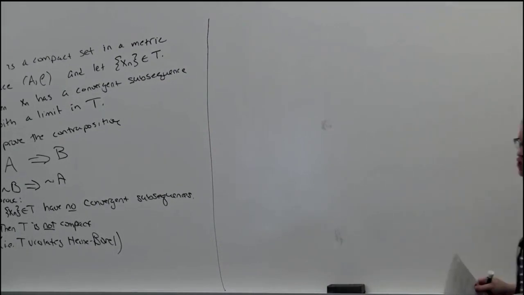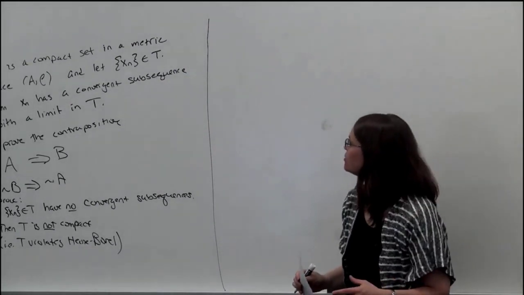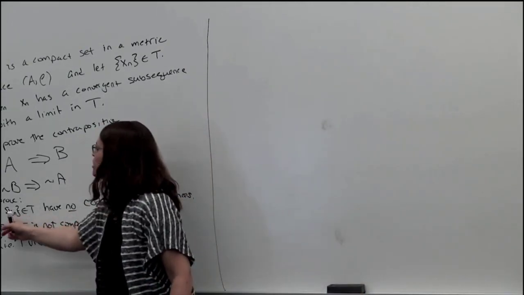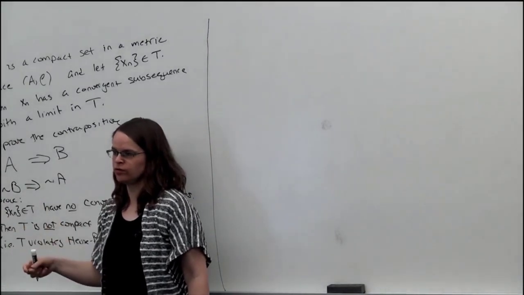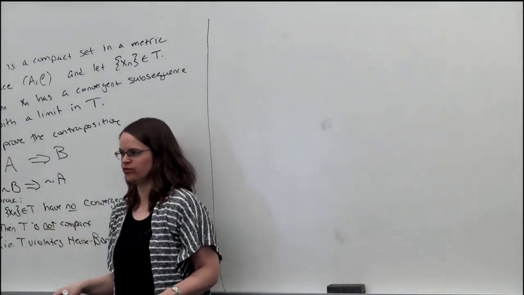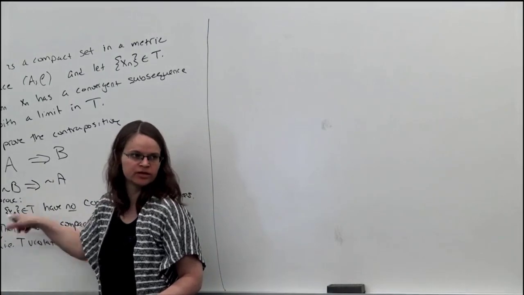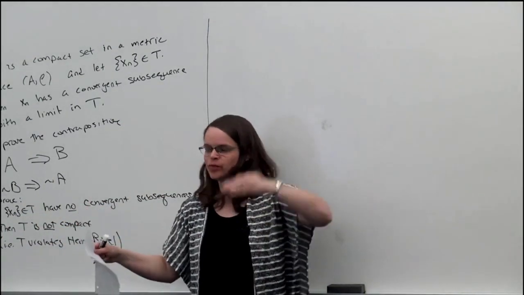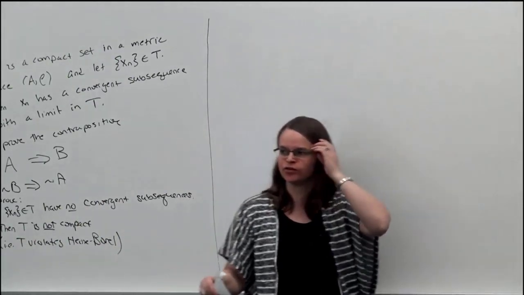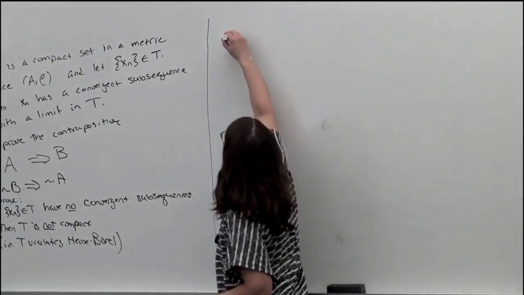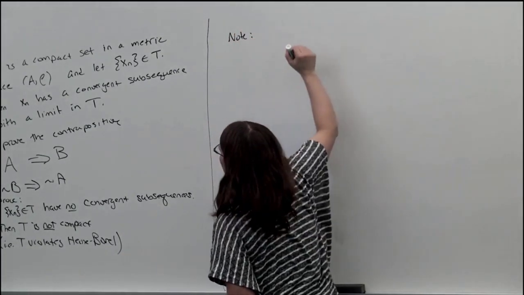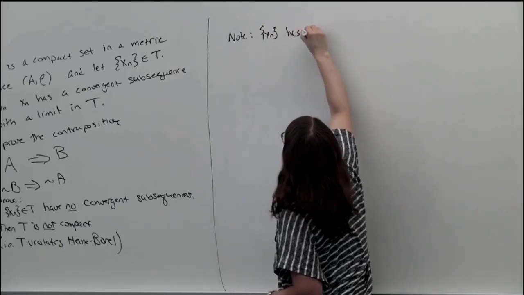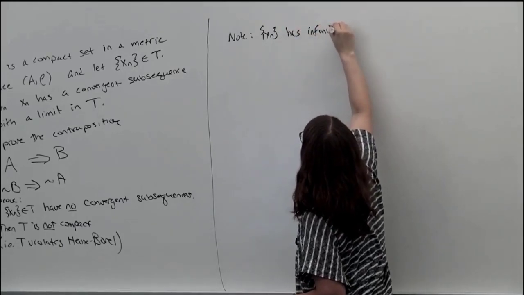I'll give you the picture version of the proof first. Can we agree that this sequence that has no convergent subsequence is not just a sequence that repeats a constant or has a few values that it just cycles through? This is a sequence that has infinitely many different values in it. If it had finitely many different values to choose from, at least one of them would have to repeat infinitely often, and we'd get a convergent subsequence. So we're going to just note that the sequence x_n has infinitely many different terms.